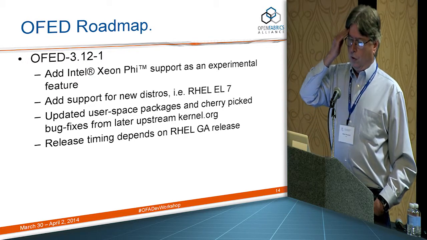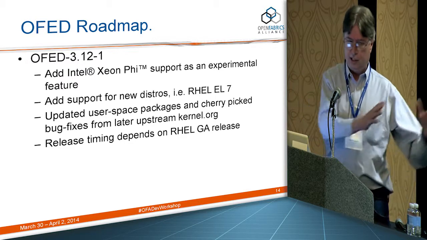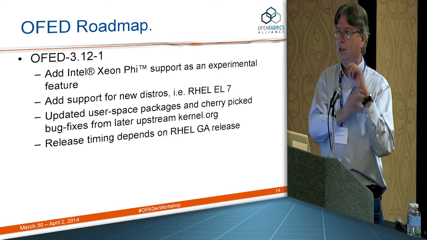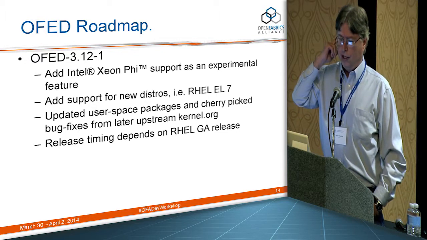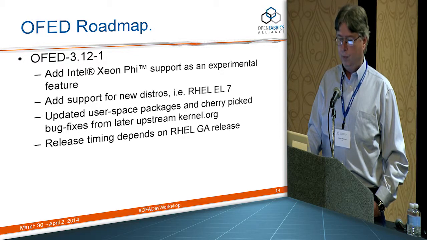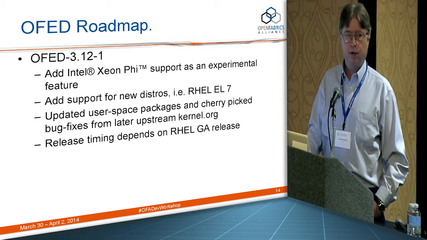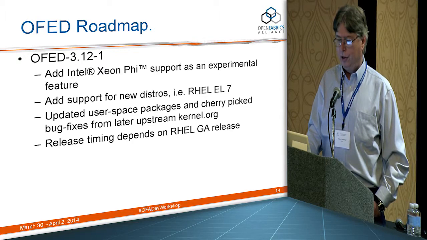So moving forward, as I mentioned before, probably we will add this Xeon Phi support rather than having a completely separate package branch release for 3.12. We'll just include it into the 3.12-1 package that'll be released later this year. We also know that there is a Red Hat EL7 distribution that's coming along, and we'll need to have backport support for that. And then it'll be cherry picking any upstream fixes that are needed. And the release timing of that will probably depend on when the actual Red Hat EL7 is finally released, because we can't do our final testing until we get their final package. So that's the near-term roadmap.